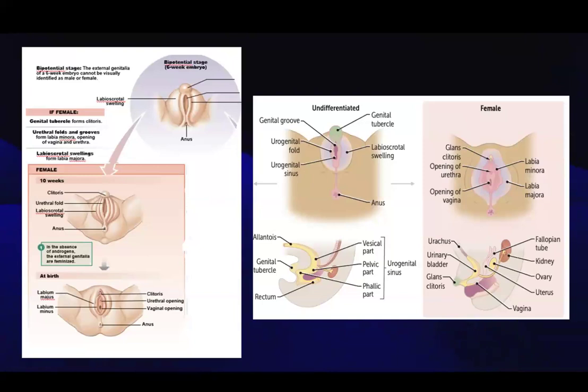Then you have those urethral folds and grooves. These will eventually form the labia minora. They will form the opening of the vagina as well as the urethra. And finally, you have those labioscrotal swellings. These will eventually become your labia majora.